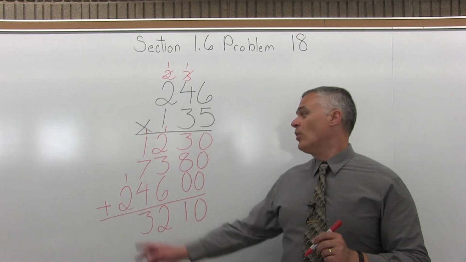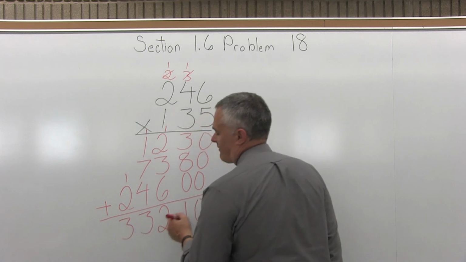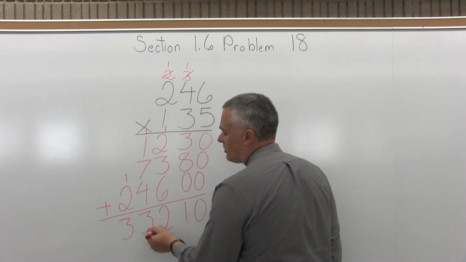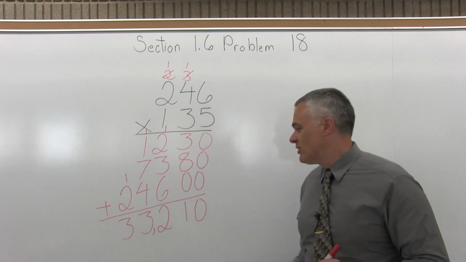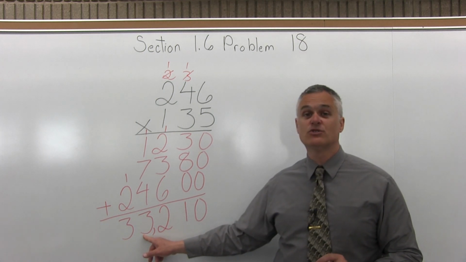And then I add 1 plus 2, which is 3. And now I have a final answer. And if you like, you can put in a comma between the 3 and the 2 to show how many thousands. This would be 33,210.